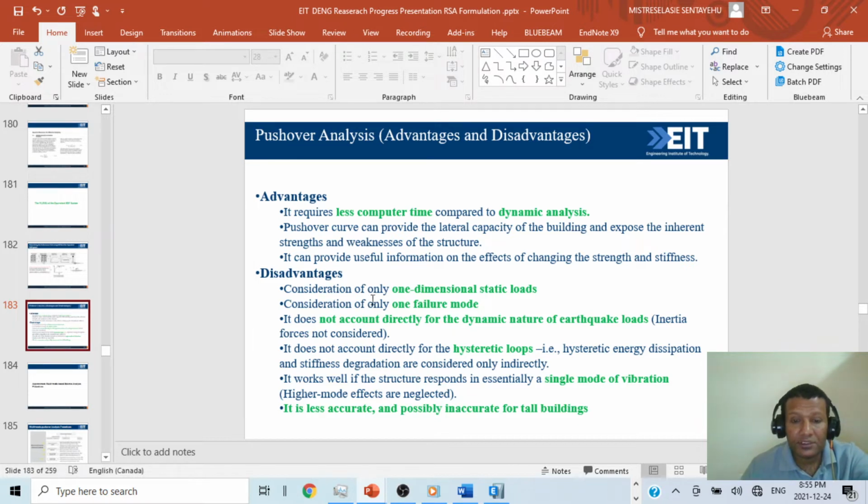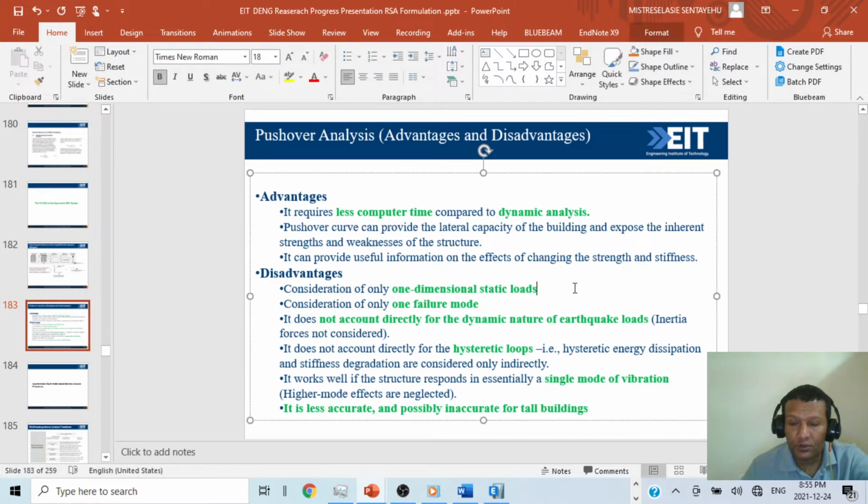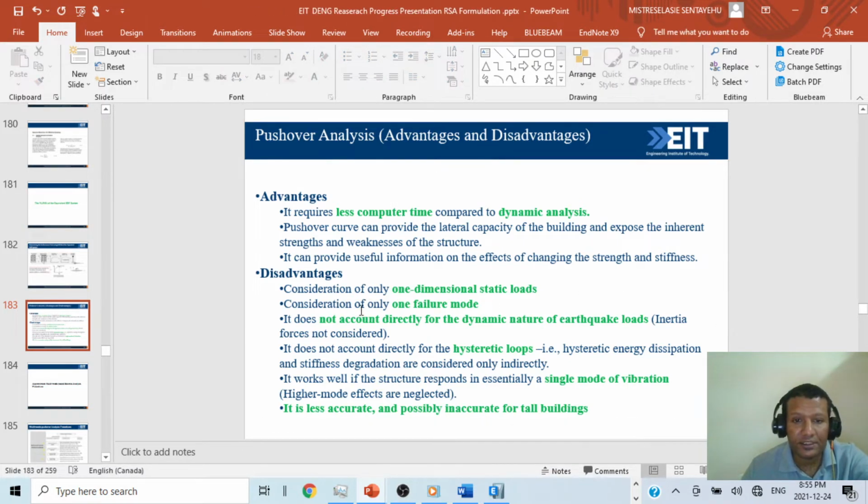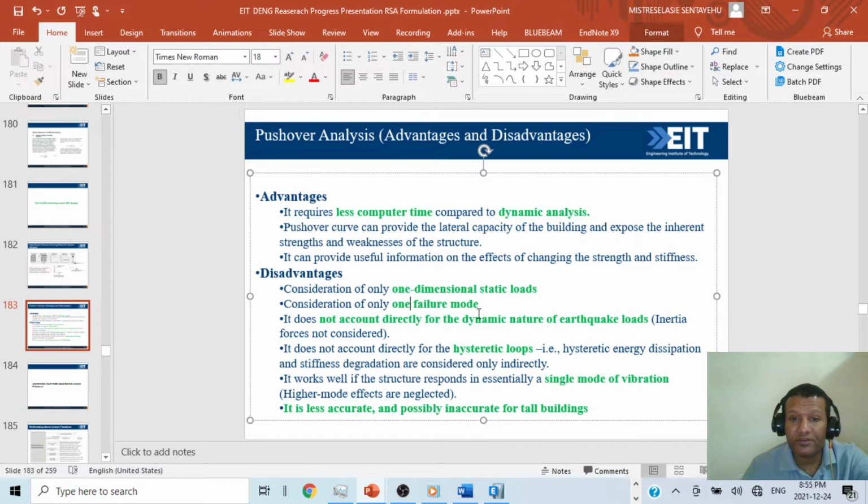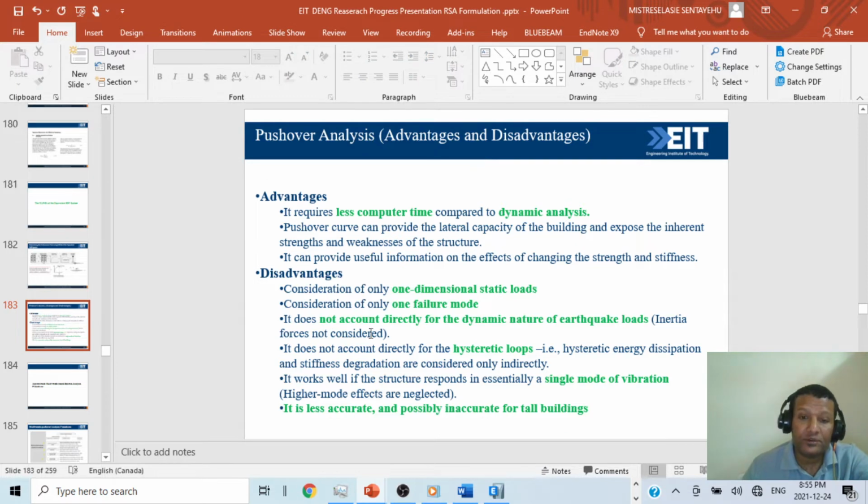Disadvantage: consideration of only one-dimensional static load, only one load pattern, the first mode. This is consideration of only one failure mode, the first mode. It doesn't consider any higher modes. It does not account directly for the dynamic nature of earthquake load. That means inertial force is not considered.